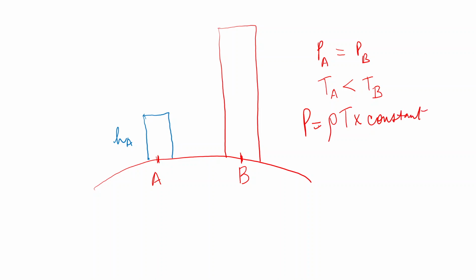So if the temperature of a location is lower, it means that the density of the air at that place should be higher. Always remember this, that if there are two places which have the same air pressure, and one of the places is colder than the other one, then the density of the air at the cooler place will be higher than the density of the air at the other place. Means the air column has to be higher at location B, because the pressure over here is a product of density and temperature.